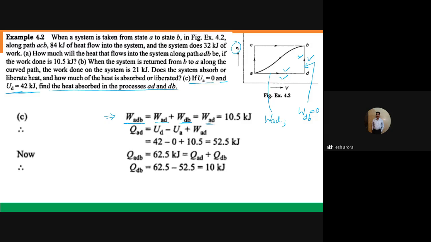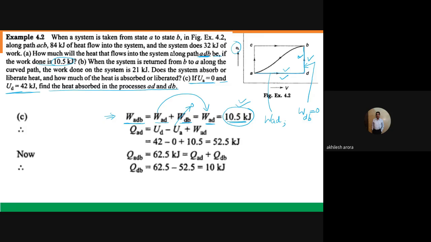For the total process from here to here, the value of the work is 10.5. It is given in the previous statement: the work done is 10.5 kilojoules along the path ADB. So this work is already 10.5, and the value of the work for DB was 0. So WAD will come out to be 10.5 only. So the work along AD is already known to me.